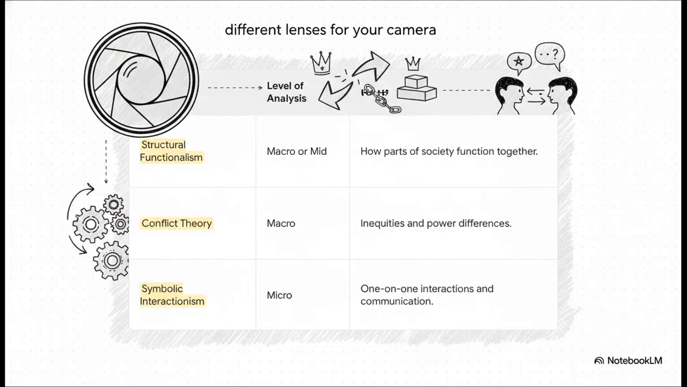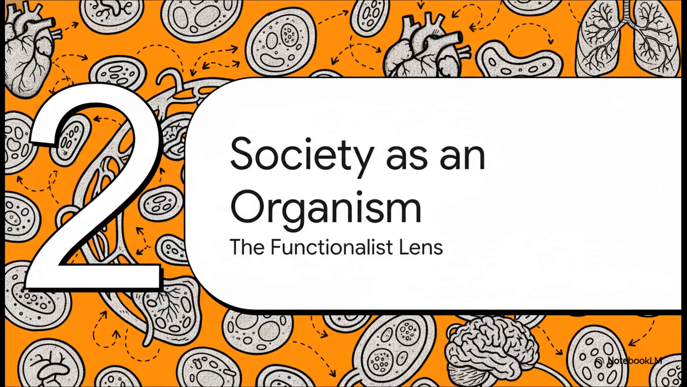Now, to really use our sociological imagination, sociologists have 3 main frameworks. I always think of them like different lenses for a camera. Each one gives you a totally unique shot of the world. We've got functionalism, conflict theory, and symbolic interactionism. Let's start by looking through that first lens. Okay, our first lens is functionalism.